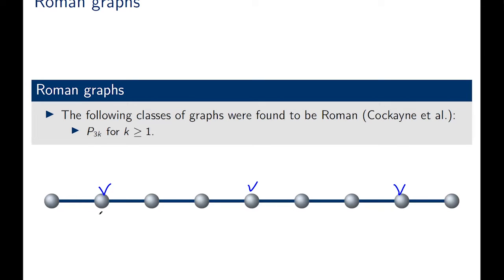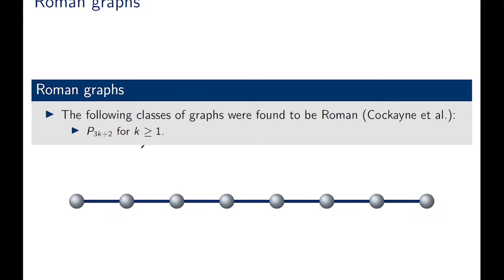Okay, and also into those vertices we put 2 troops of soldiers, and yeah, the path is Roman. It's a Roman graph. The Roman dominating function, Roman domination number, is twice the domination number. Similarly, if the number of vertices of a path, when divided by 3, gives remainder 2, it's also a Roman path. Again, for the domination number, we take every 3rd vertex starting from the second, and here we put just 2 troops of soldiers, and everything is made secure.